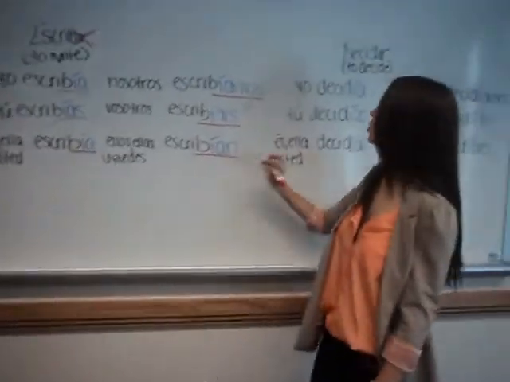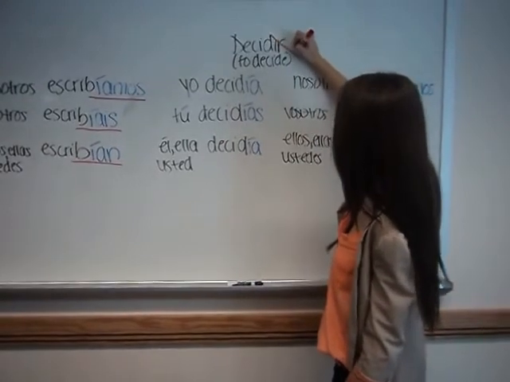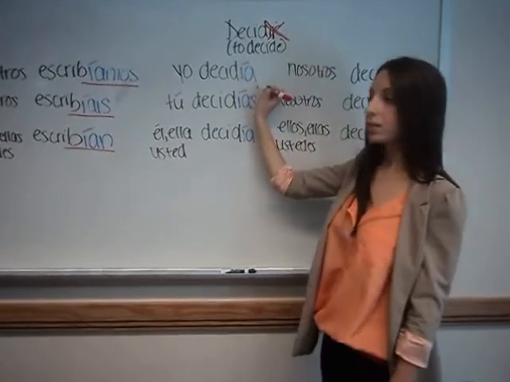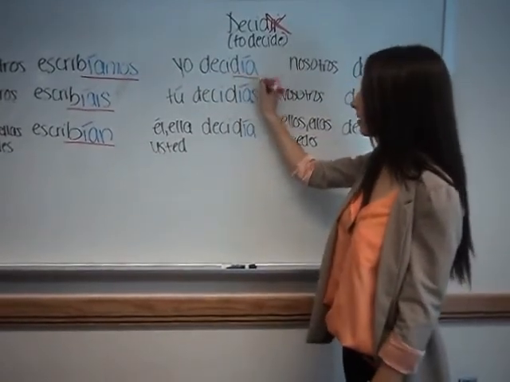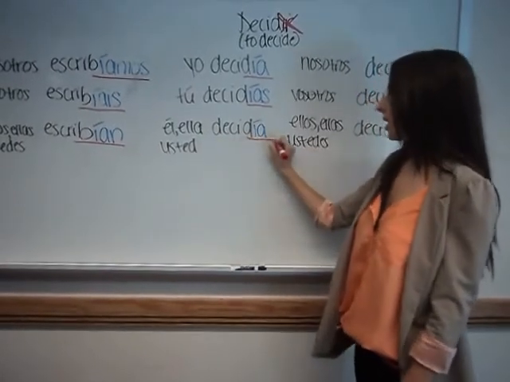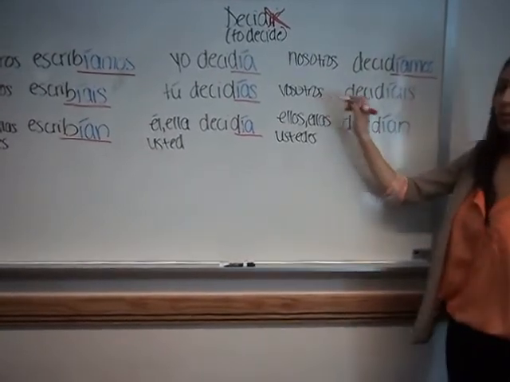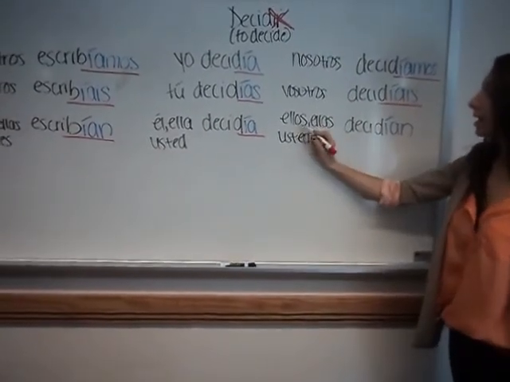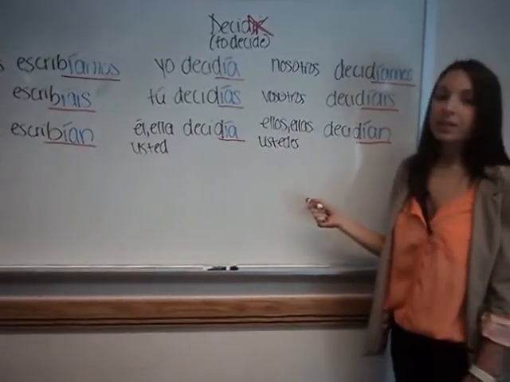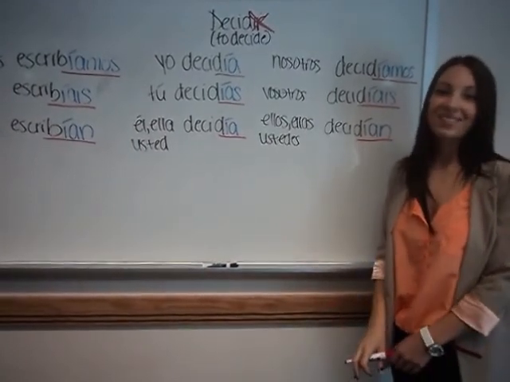And our last example, we have our verb decidir, which means to decide. So one last time, we're going to cross off this IR, and in its place, we're putting our endings. So we have yo decidía, tú decidías, él, ella, usted decidía, nosotros decidíamos, vosotros decidíais, ellos, ellas, ustedes decidían. These are the imperfect endings. And now that you know preterite and imperfect, you're ready to speak in the past tense.